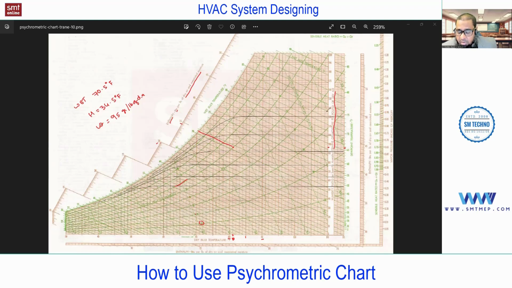In some psychrometric charts, you'll find pound per pound of moisture, pound per pound of the dry air. Don't get confused. You need to verify the units. Mostly we are using this grains per pound of dry air.